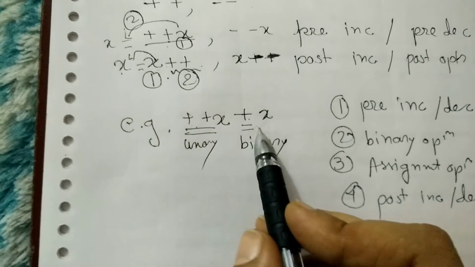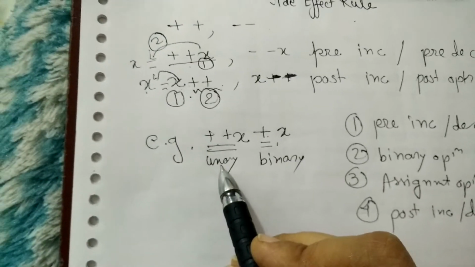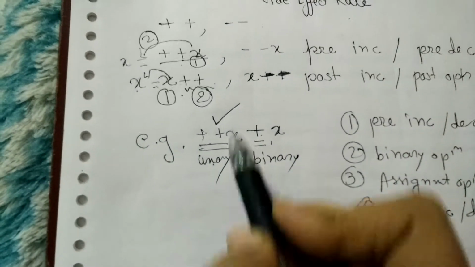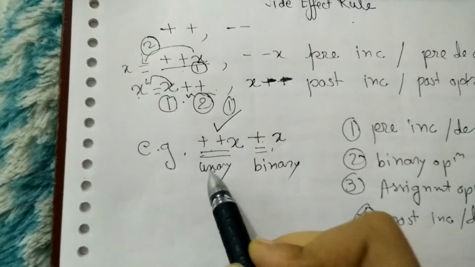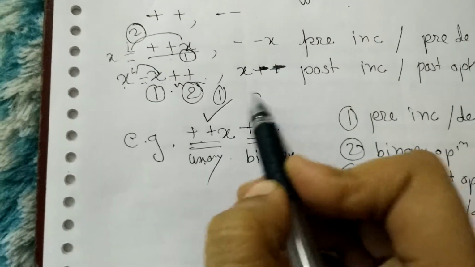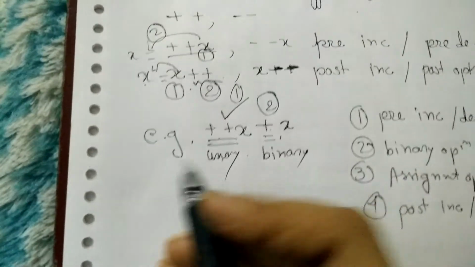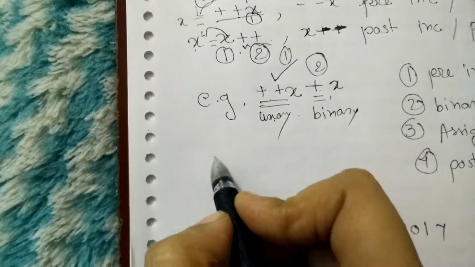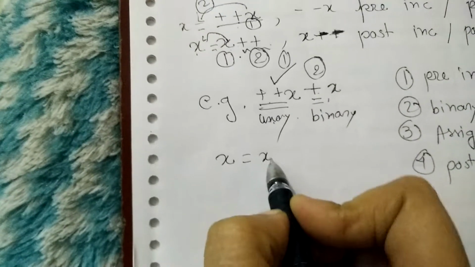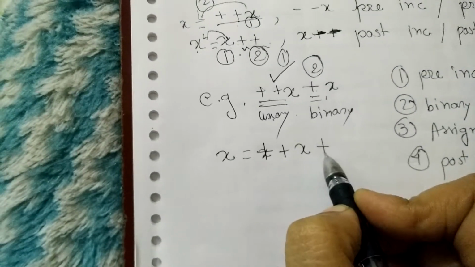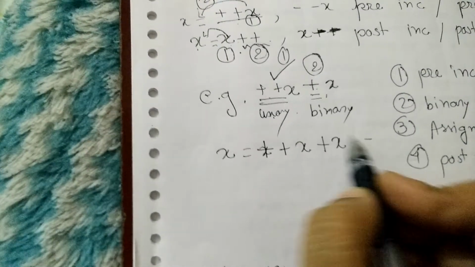Now in our case we have a binary operator and then a unary operator. So the first operation that we have to perform is the unary increment, and then the second operation that we have to perform is binary addition. Now let us see. x equals ++x + x--.